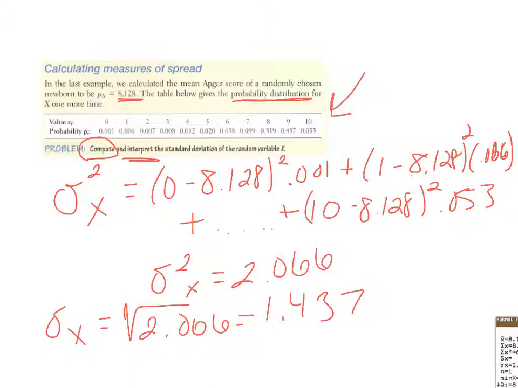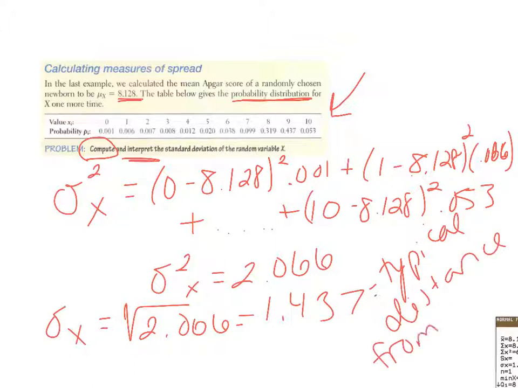You are not done because you have not interpreted the standard deviation here. So think back to the sentences that we had for this before. It still means the same thing, that it's our typical distance from the mean. So the standard deviation is 1.437, and so a randomly selected baby's APGAR score will typically differ from the mean of 8.128 by about 1.4 units. Again, this tells us our typical distance from the mean on a randomly selected baby, and that's the same as it was before.